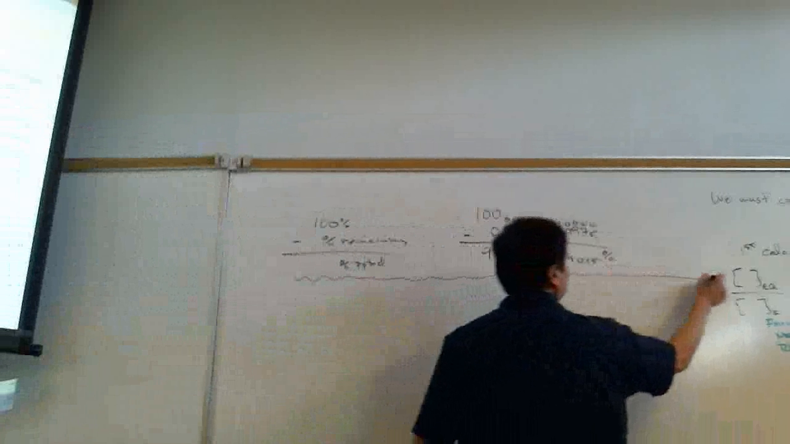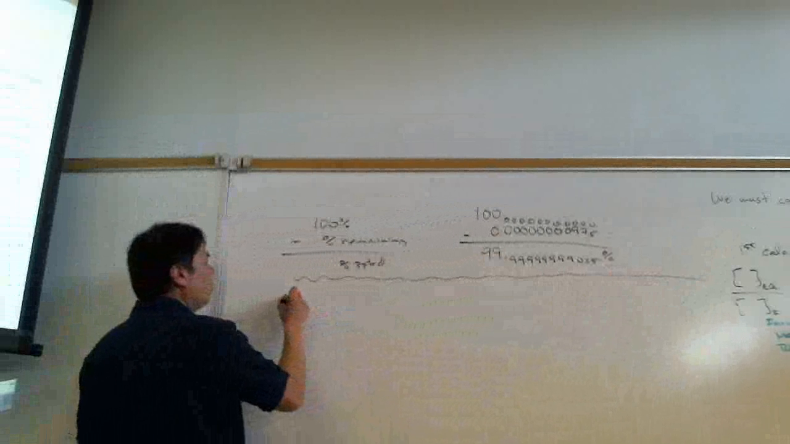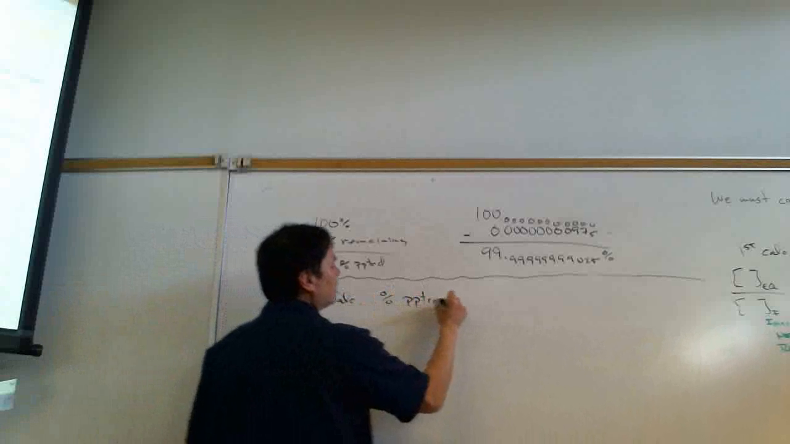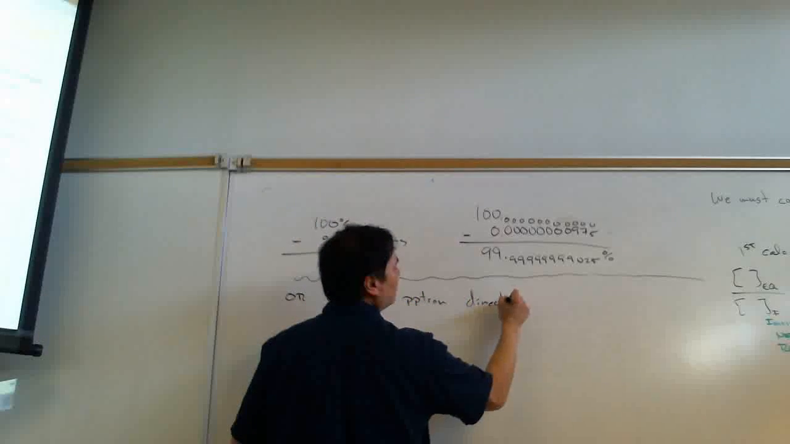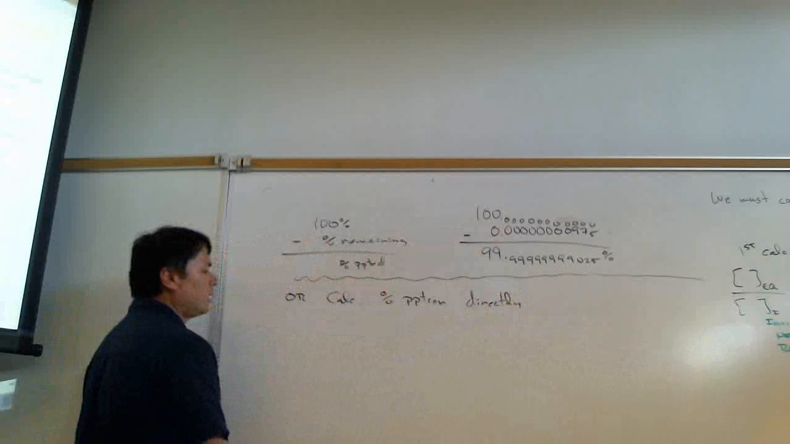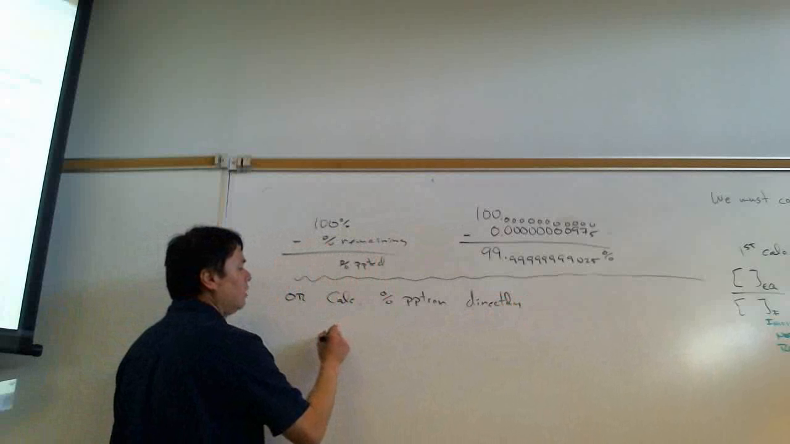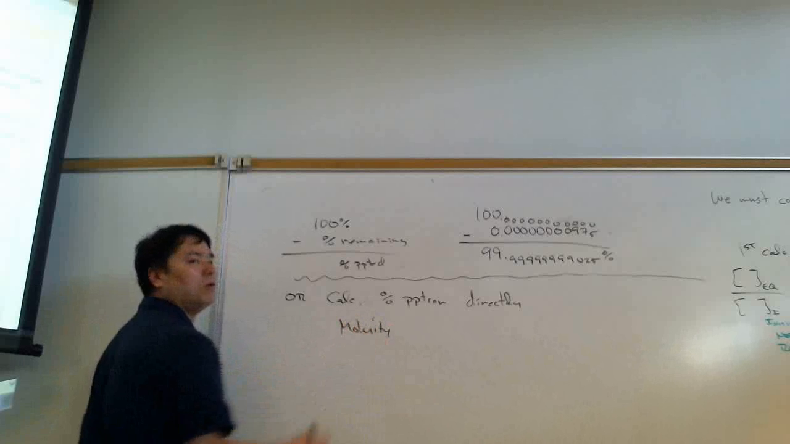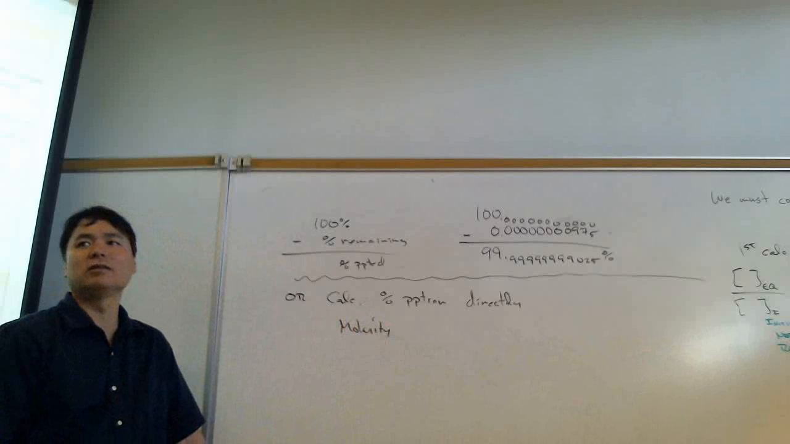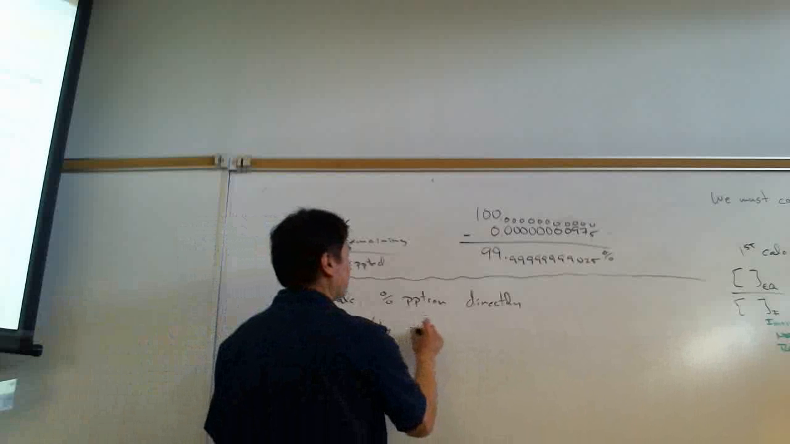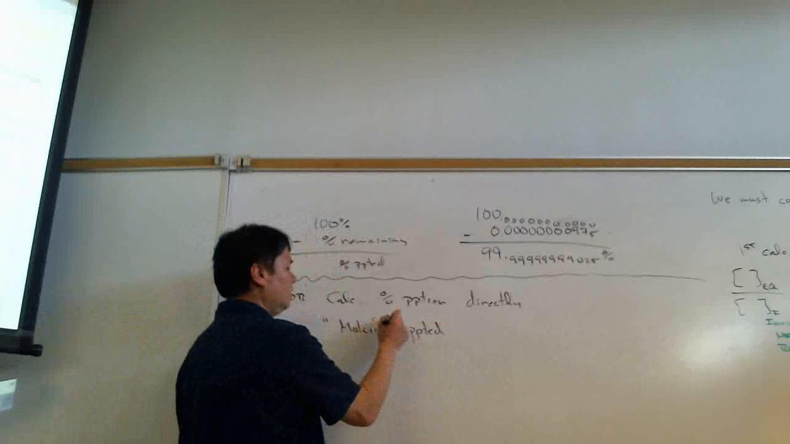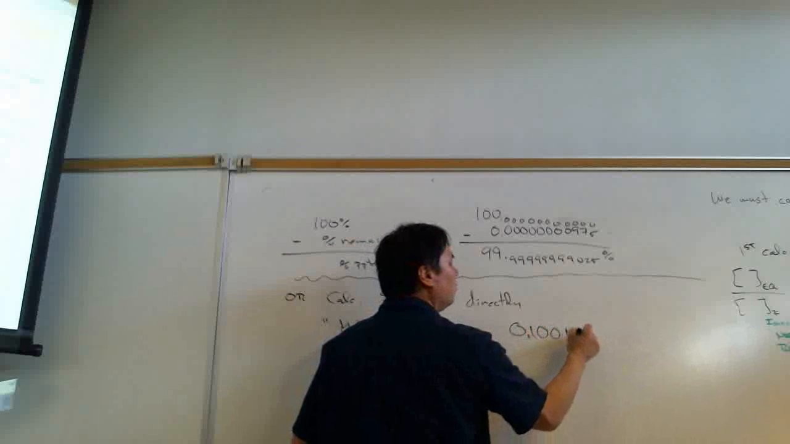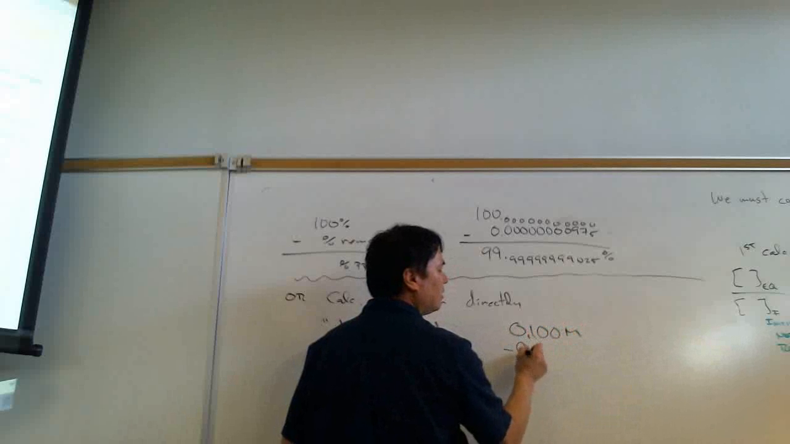Let's do a side check: calculate percent precipitation directly. How would we calculate the percent precipitation directly? The way to do it is to figure out the molarity precipitated. Now that's kind of weird because usually we figure out the moles or the grams precipitated, but in this case we're going to figure out the molarity precipitated, which is a little bit unusual. The molarity precipitated is 0.100 molar initial minus the amount that remains.